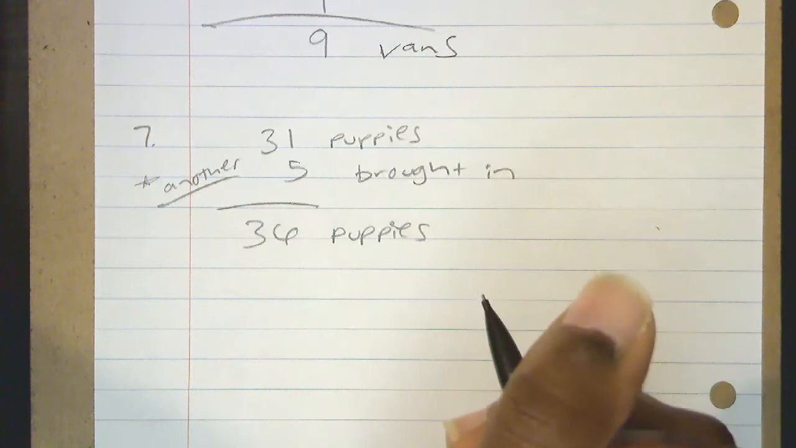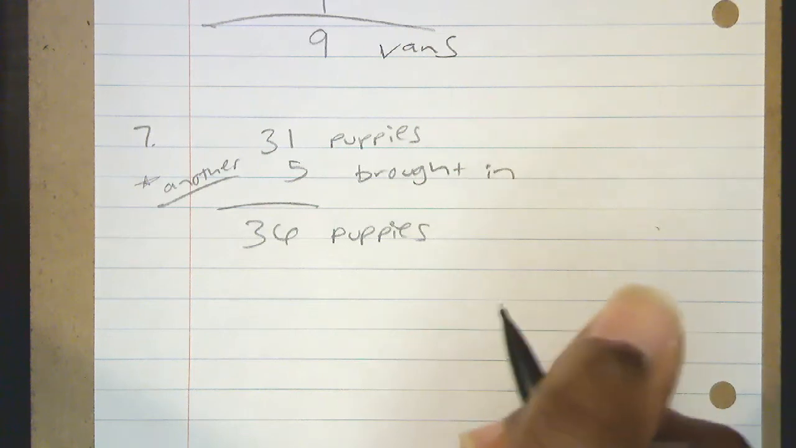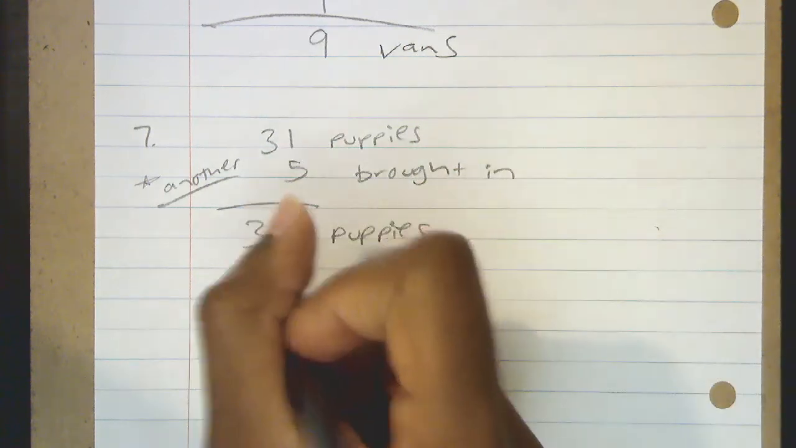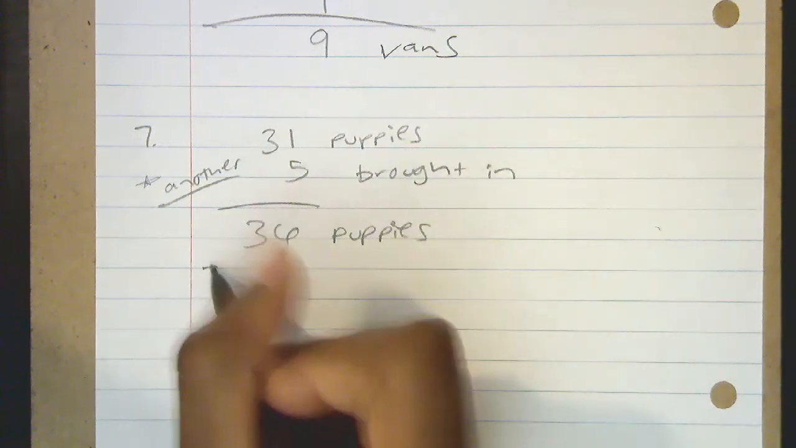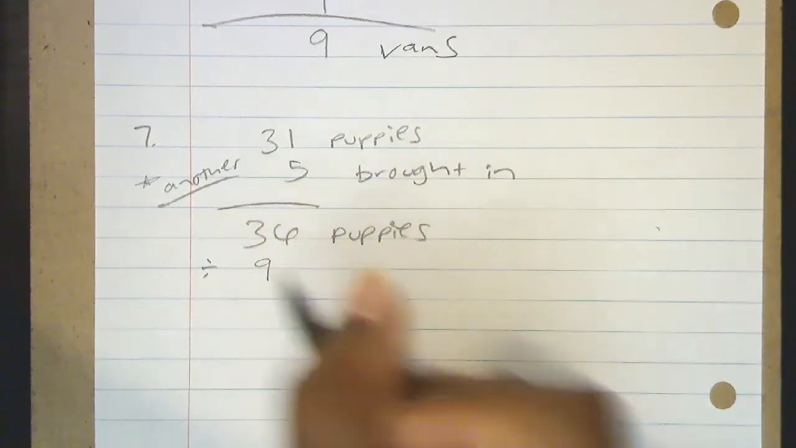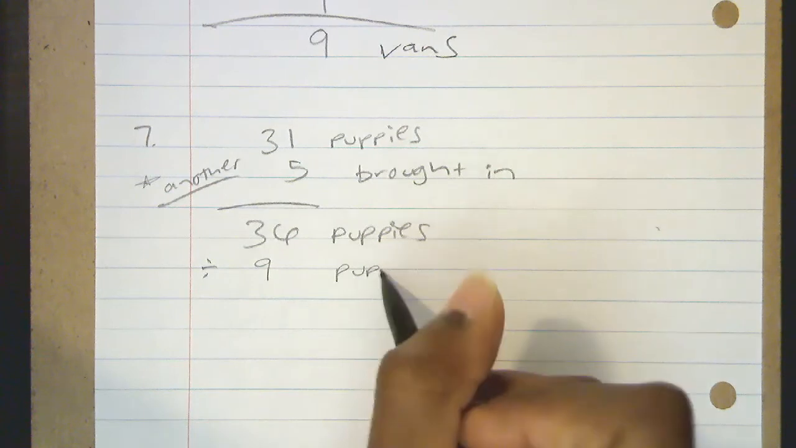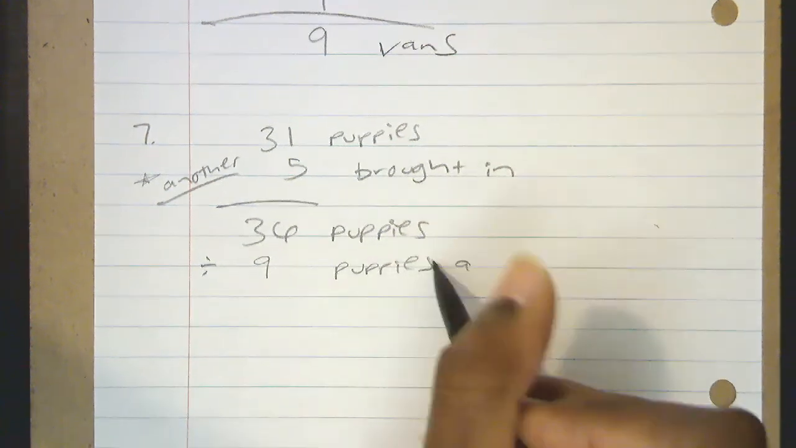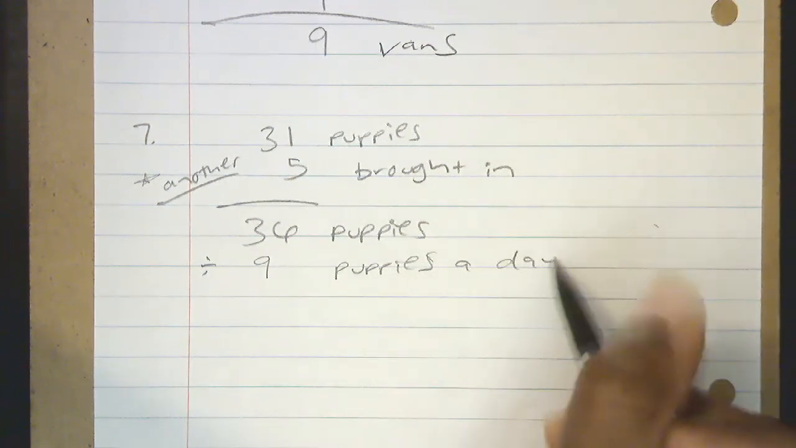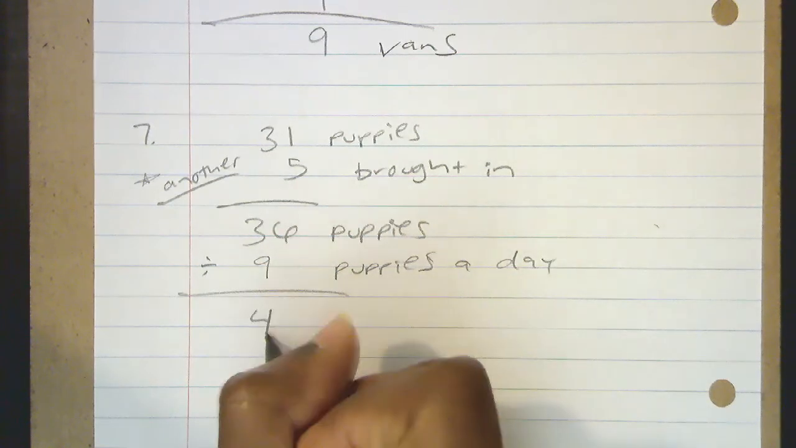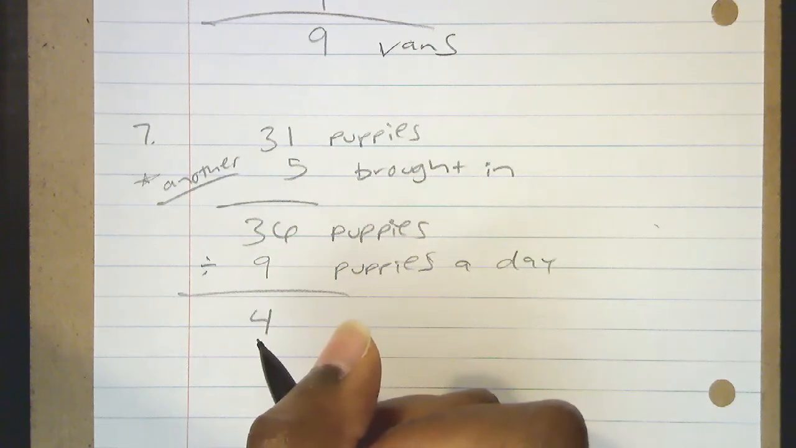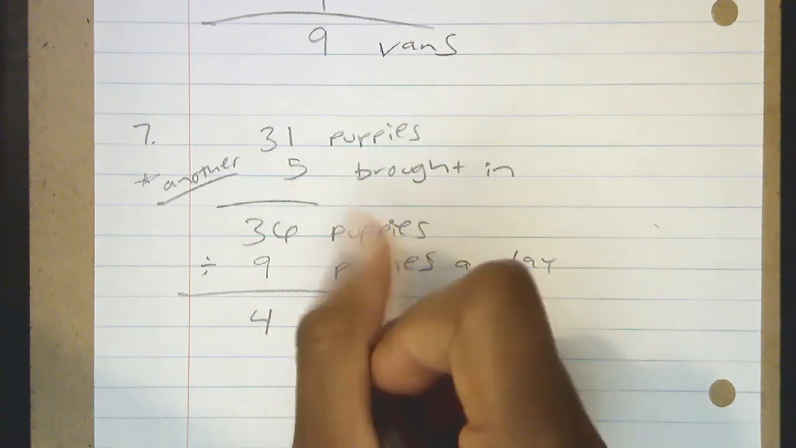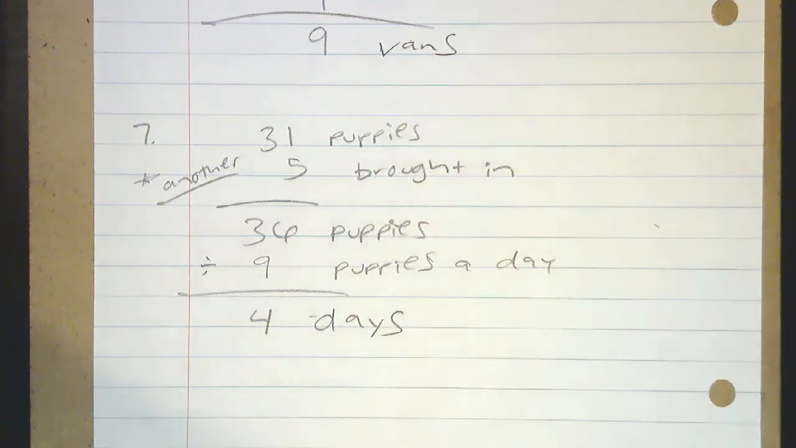Then it says if 9 puppies a day are adopted, okay, so we're talking about 36 puppies into 9 puppies a day. We are going to divide. So 36 divided by 9, we know equals 4, but not just 4, because it says how long would it take for all of them to be adopted? It would take 4 days. All right, let's move on to number 8.